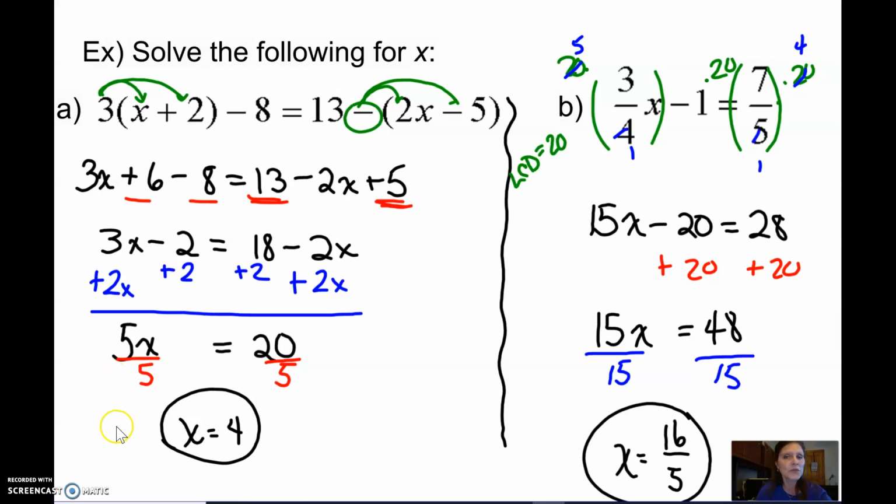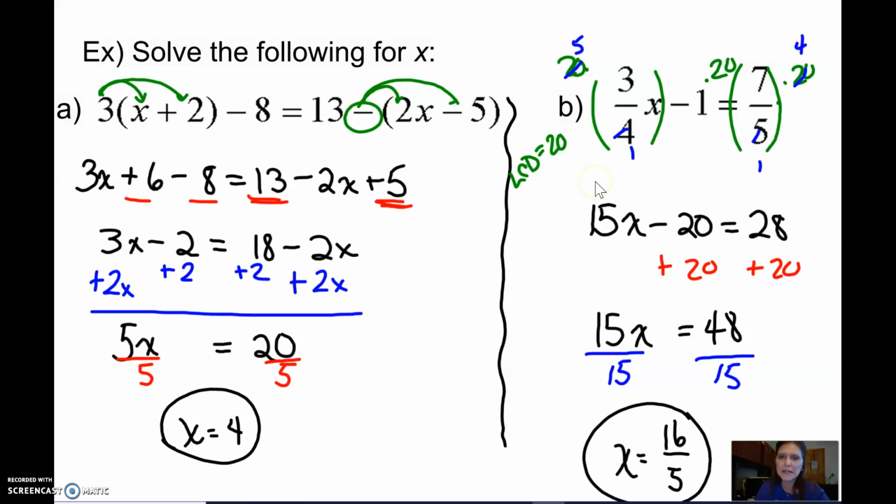It's really important you get in the habit of taking this answer here and putting it into your original equation. It's a super quick check with a calculator. You can type it in just as it is written. You have parentheses on your scientific and graphing calculators. So 3 parentheses 4 plus 2 close parenthesis minus 8. Figure out what that side equals, then put the 4 in on the other side and just make sure that you get the same value.